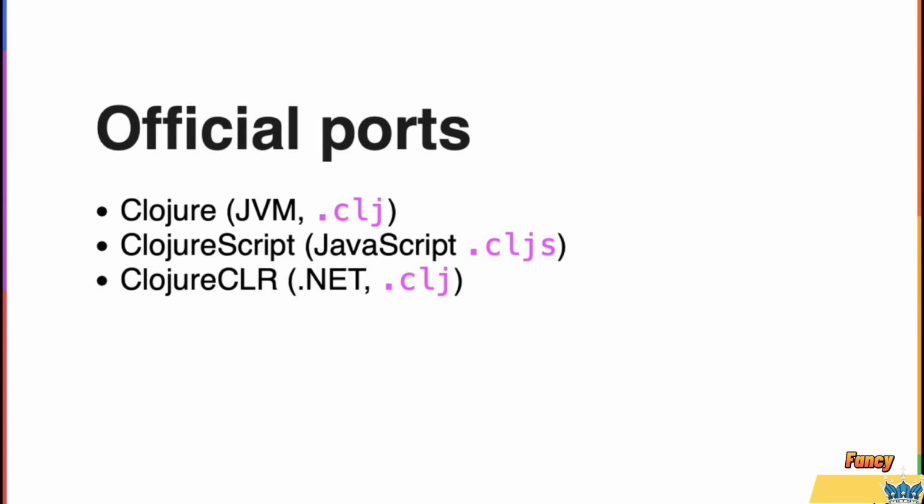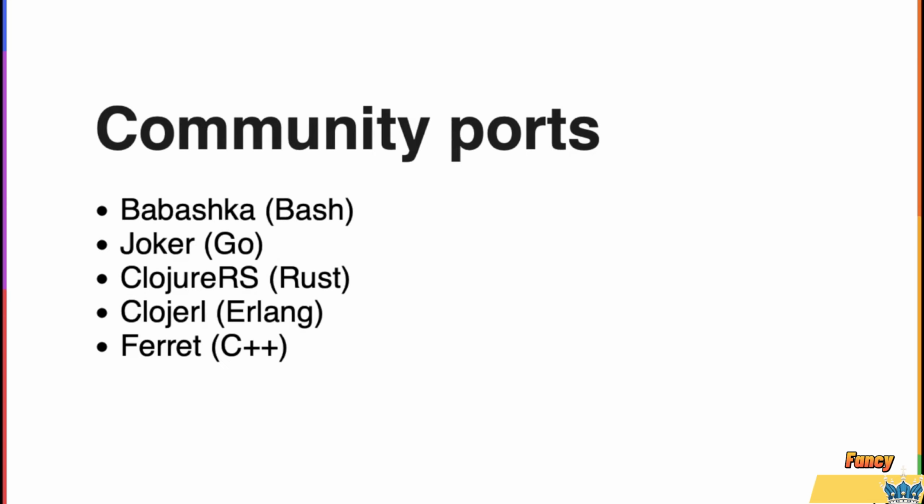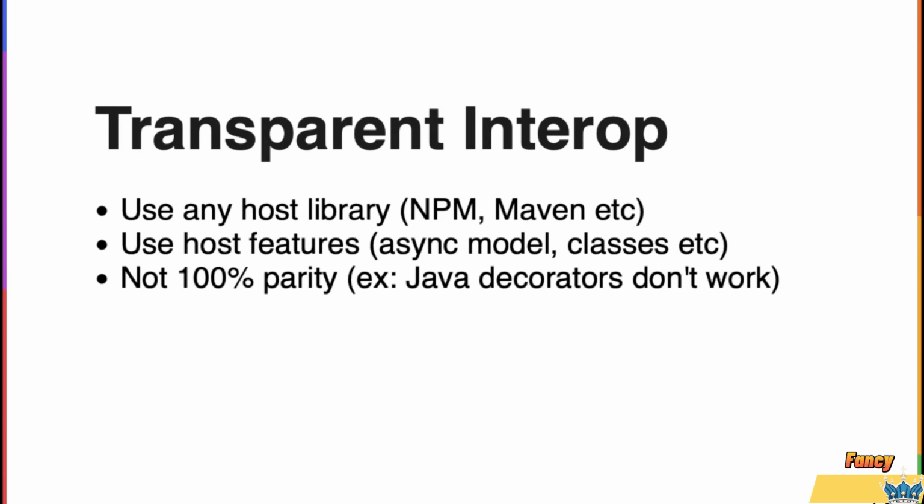As of now, there are 3 official ports for Clojure: Clojure without a suffix that targets the JVM, ClojureScript that targets JavaScript, and Clojure CLR that targets the common language runtime. Apart from the official ports, there are many community ports that can target other runtimes, but the community ports are not always feature complete.